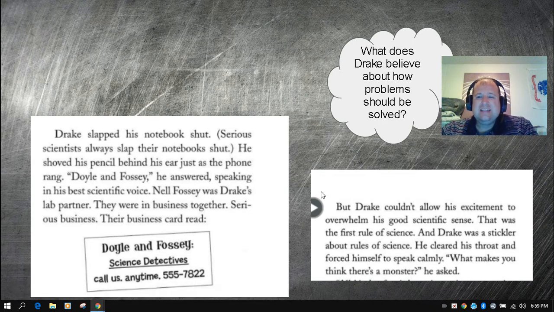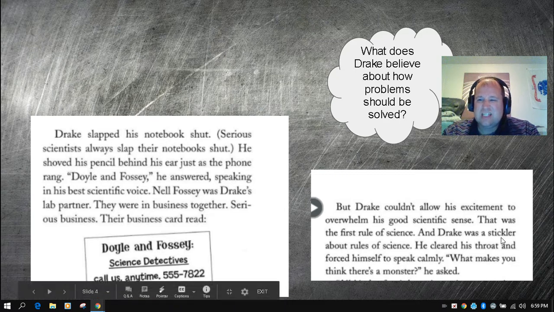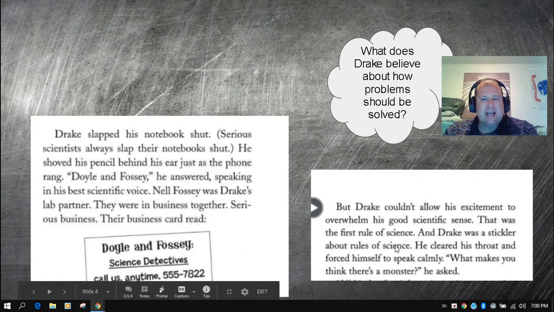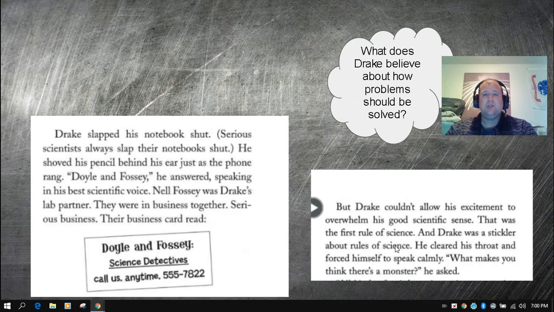And then over here, this whole paragraph really has good text evidence. It really explains that Drake is kind of this word here, stickler. And stickler means someone that's very, very picky. They have to have things a certain way. And this rules of science, he must follow the rules of science because if you remember throughout the story, he always took notes. He tested his hypotheses. He listened to his lab partner, Nell Fossey, when she had ideas. So he takes it very seriously, and he believes that they should be solved in the scientific way.